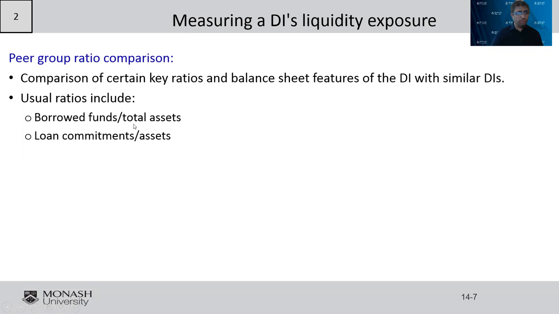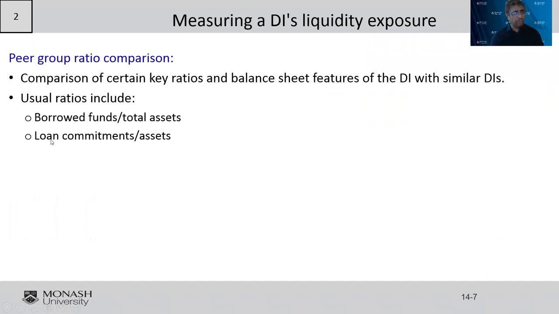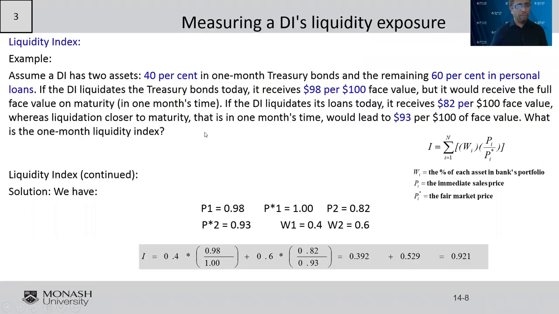Big group, as I told you, we have only two ratios. You can calculate these two ratios and compare them to the group, to the industry peers, and see how you are doing. This is the liquidity index, which has been in the test many times.